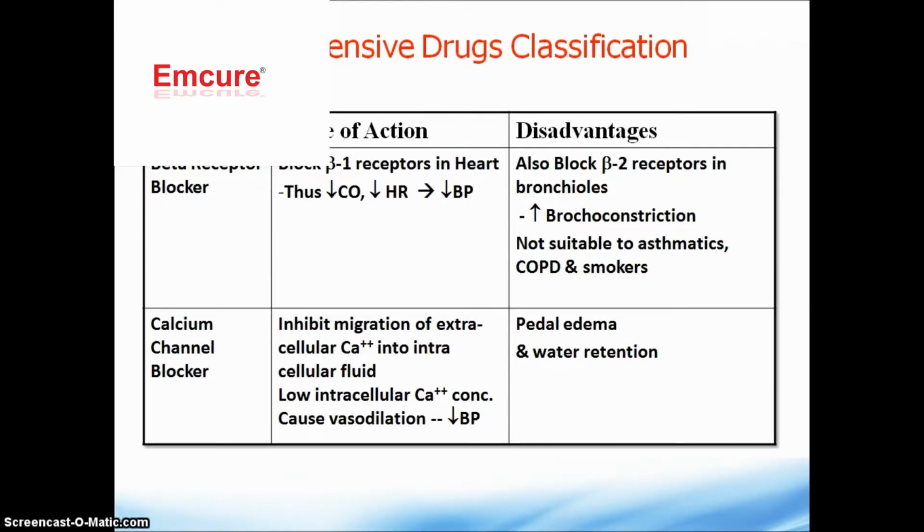Bronchus is the air pipe, and when you are giving a beta receptor which is not selective, then if it gets blocked, you will have narrowing. Suppose the opening of your bronchus was this big. After giving a non-selective beta blocker, the opening or the lumen of the bronchus is reduced. So this is called bronchoconstriction, and this is not suitable for asthmatics, COPD patients and smokers.